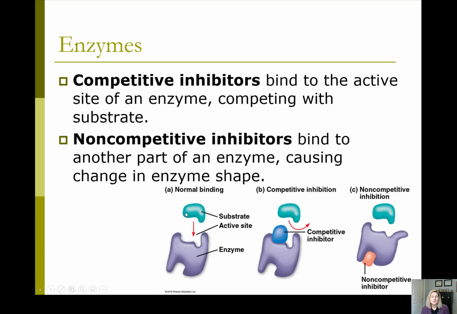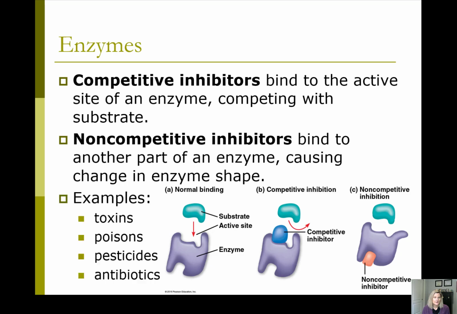Here are some examples of competitive and non-competitive inhibitors with regards to enzymes. They could be certain toxins, which could mimic the substrate and bind to it. Poisons, same thing. Pesticides can prevent the substrate from binding to it. They could be a non-competitive or competitive inhibitor. And antibiotics can also be considered that. Any of these things can disrupt the function of an enzyme, either by binding to the active site itself or by changing the shape of the protein so that the substrate can no longer bind to it.